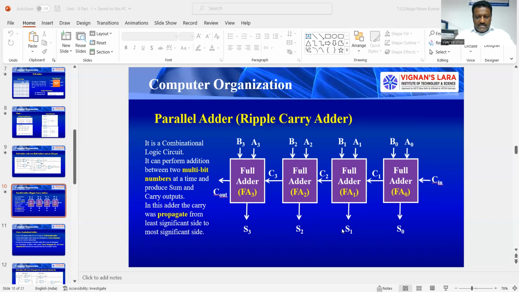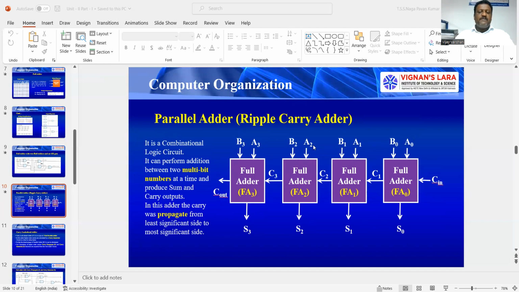If you observe this case, the carry was propagating from the least significant side to the most significant side. Because of this, we call it a ripple carry adder, because the carry propagates like a ripple from the least significant side to the most significant side.